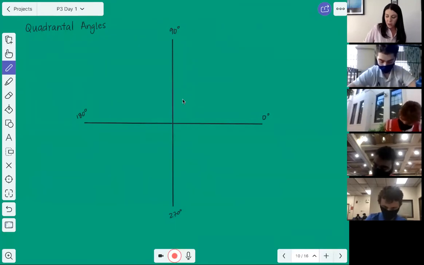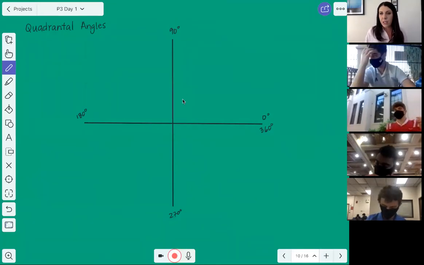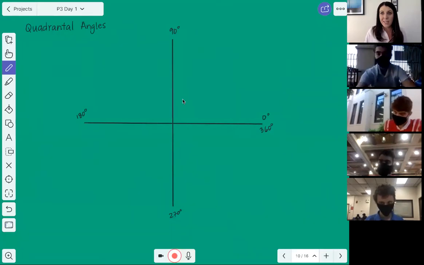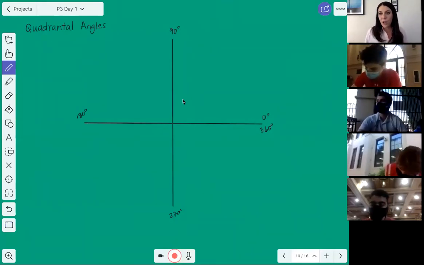And then back here, we have 360 degrees. We talked about a vocab word yesterday. What are 0 and 360 degrees? 360 degrees is what to 0 degrees? Coterminal angles. Coterminal, excellent job. So those are our coterminal angles. They end at the same place.